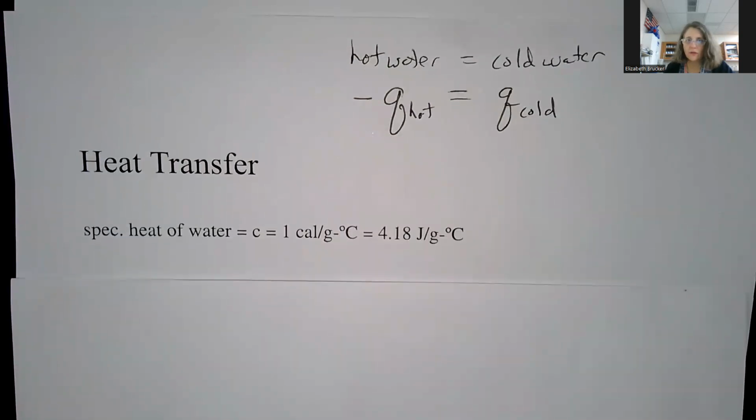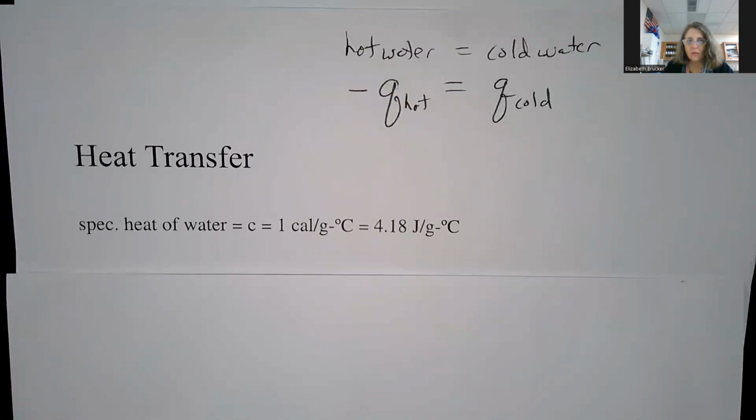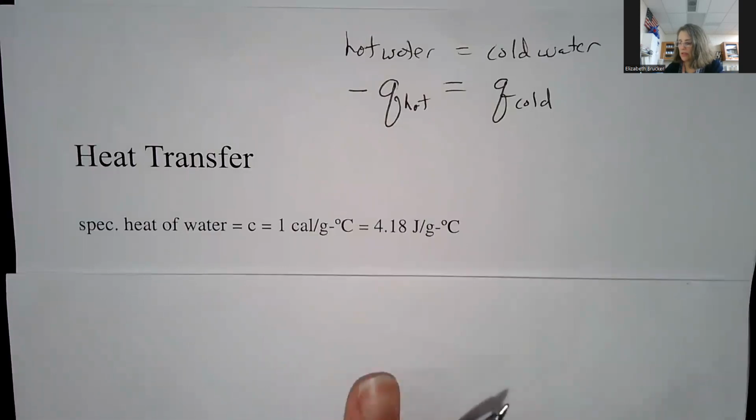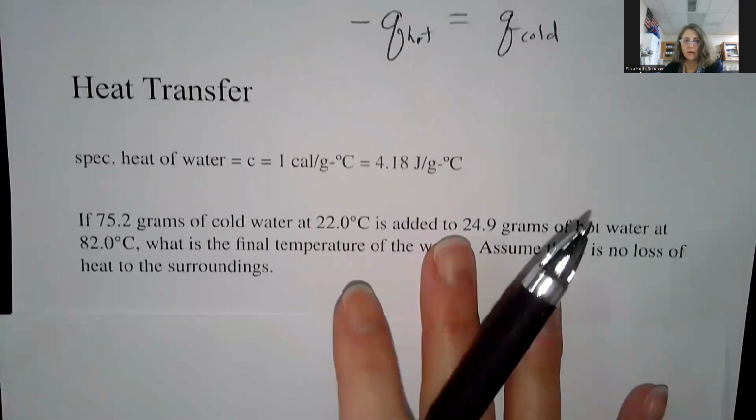So for heat transfer calculations, please understand that we're going to be using the specific heat of water, which is lowercase c, which is 1 calorie per gram degree Celsius, or 4.18 joules per gram degree Celsius, which is the more common one, but I will show you where you don't necessarily have to use the 4.18 all of the time. So we are going to do this problem together.